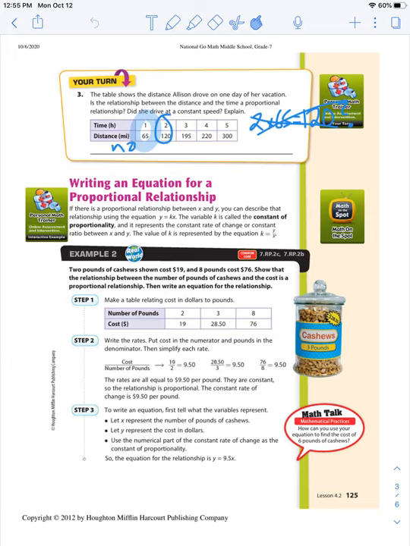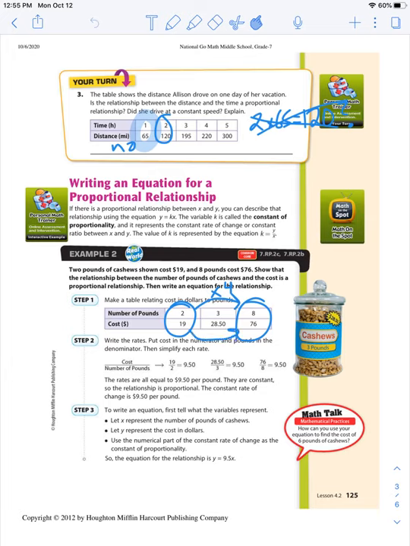All right, next example. 2 pounds of cashews costs $19 and 8 pounds cost $76. Show that the relationship between the number of pounds of cashews and cost is a proportional relationship. Then write an equation for the relationship. All right, so we are going to set up ratios and then see if they're equivalent. So 2 pounds is $19, 8 pounds is $76. To get from 2 to 8, we multiply by 4.